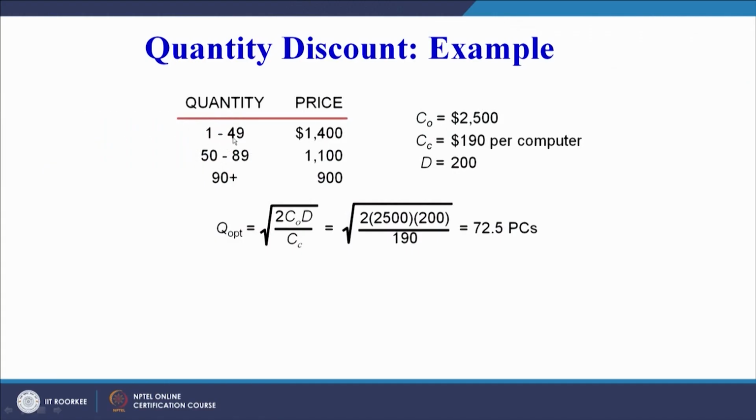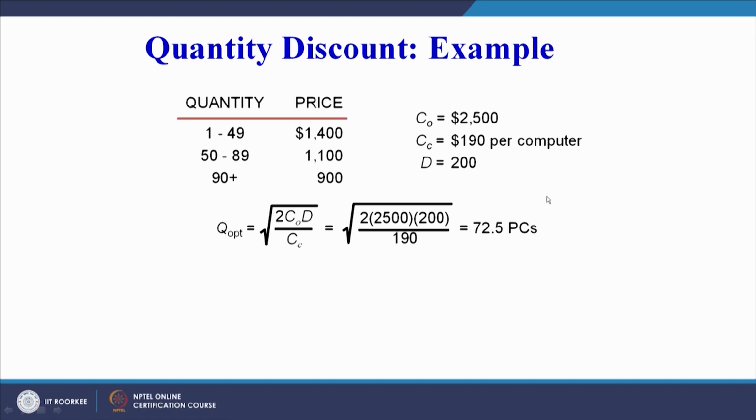So here we can try to understand this with the help of an example. Quantity 1 to 49, meaning less than 50, $1400. From 50 to 89, $1100. For 90 plus, $900. So you can see that the price is reducing when the quantity that you are ordering is increasing. Ordering cost is $2500, carrying cost is $190 per computer, and D, the annual demand, is 200. So I think we have got all the information available.